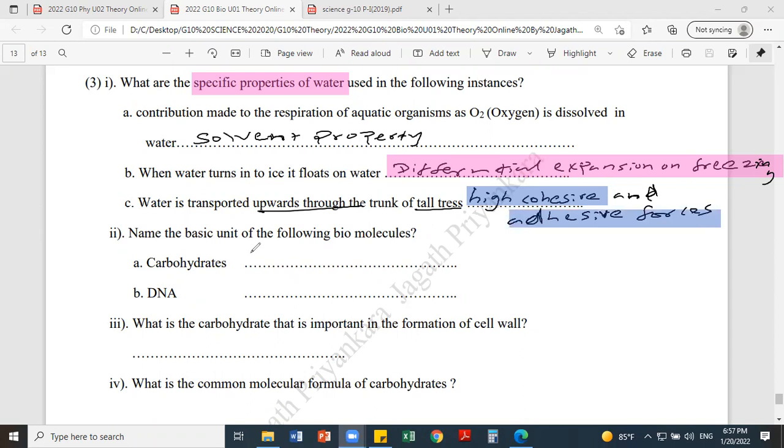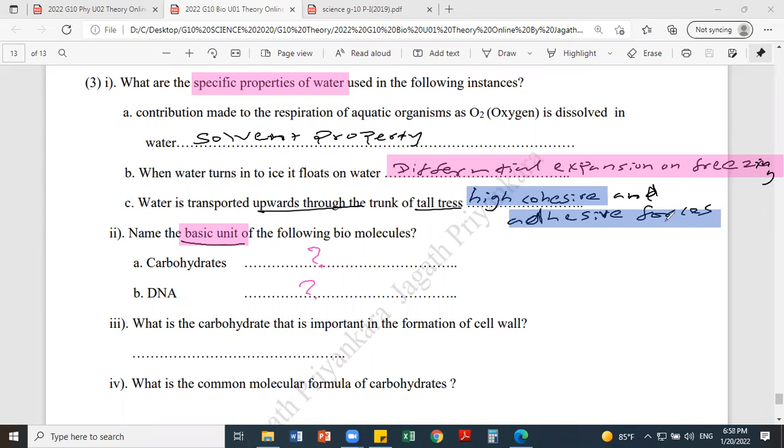Right. Part 2, who can give me? Basic unit. Underline the keyword here, basic unit. Basic unit of whom? Carbohydrate. And basic unit of DNA. Who can give me the answer for 2A? Any volunteers? What is the basic unit of carbohydrate? What is the basic unit of DNA?